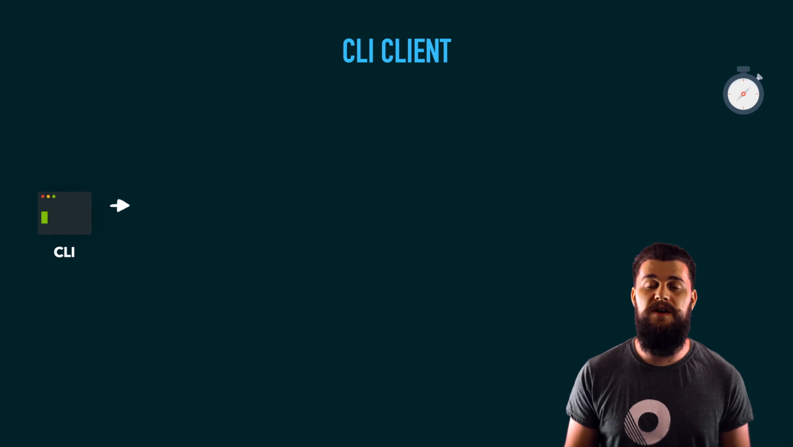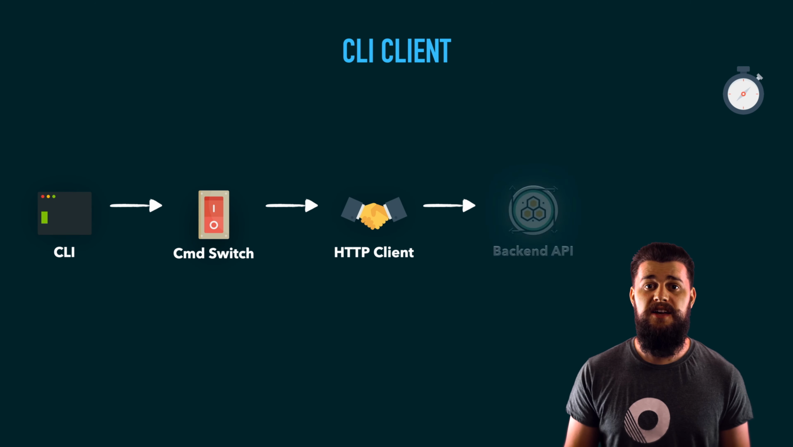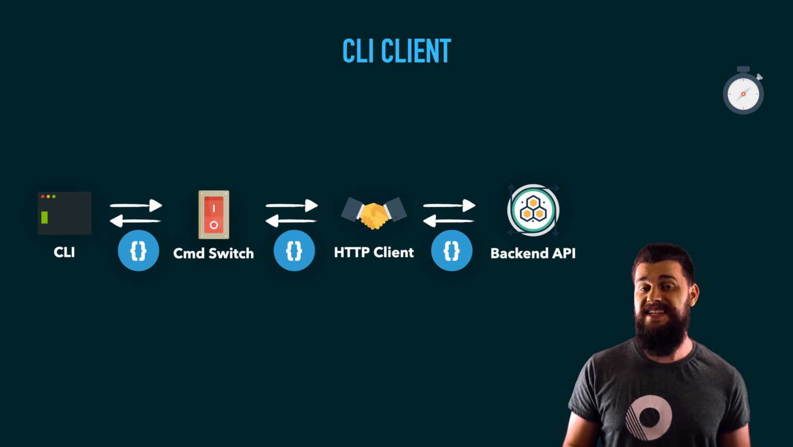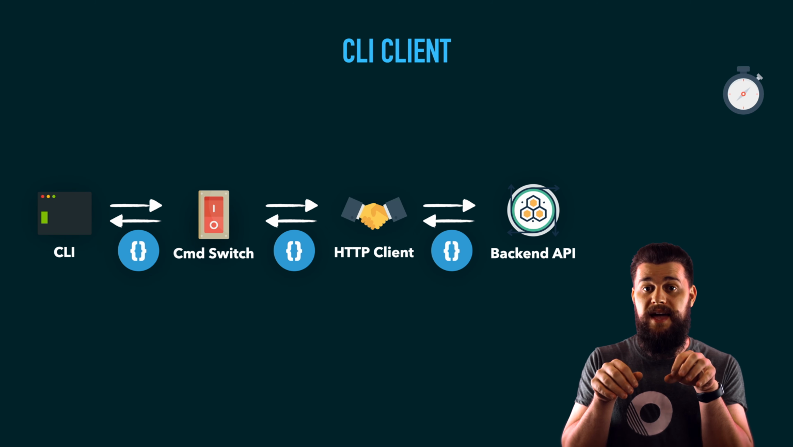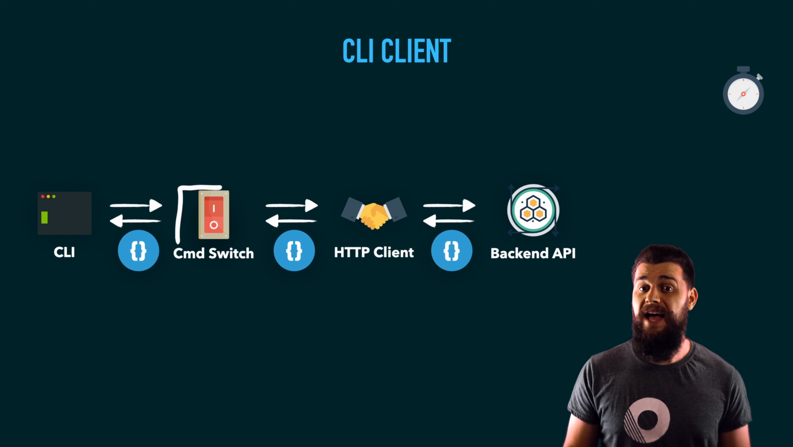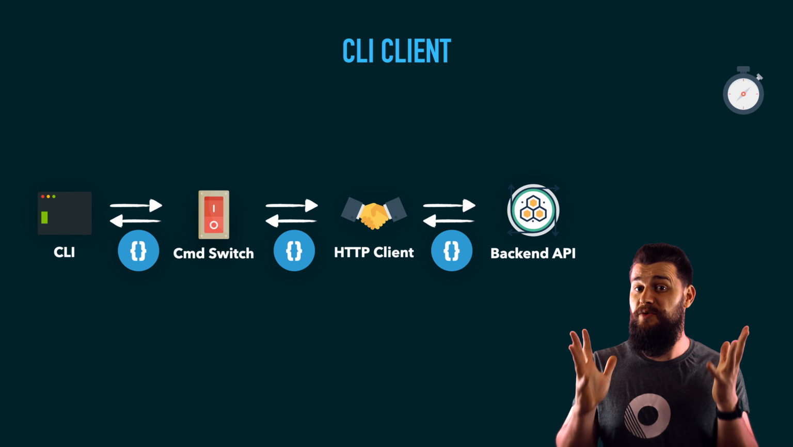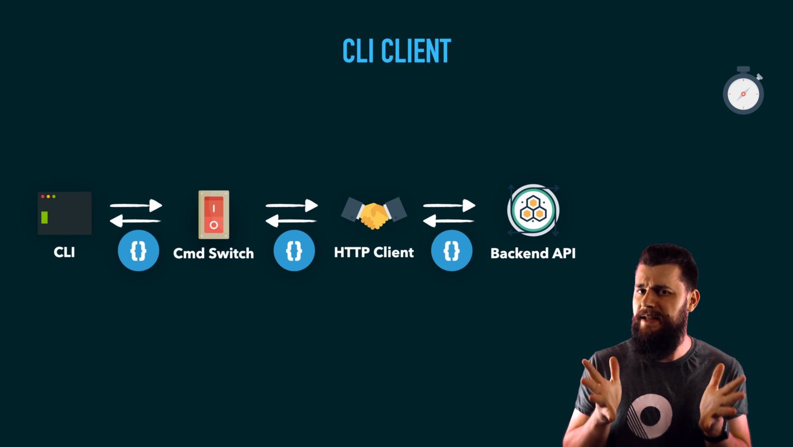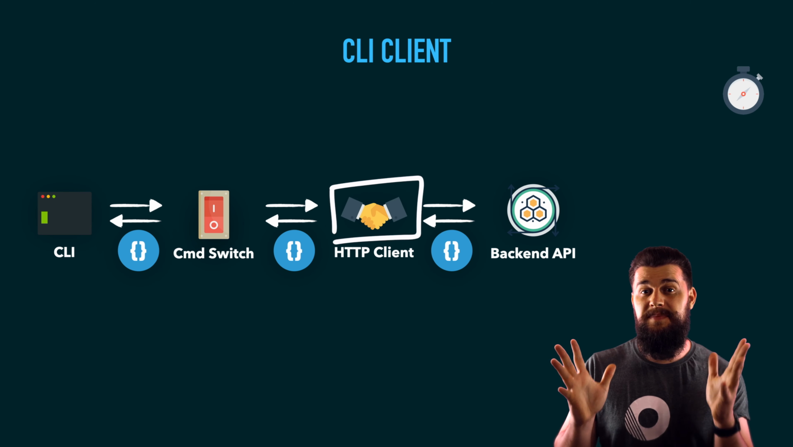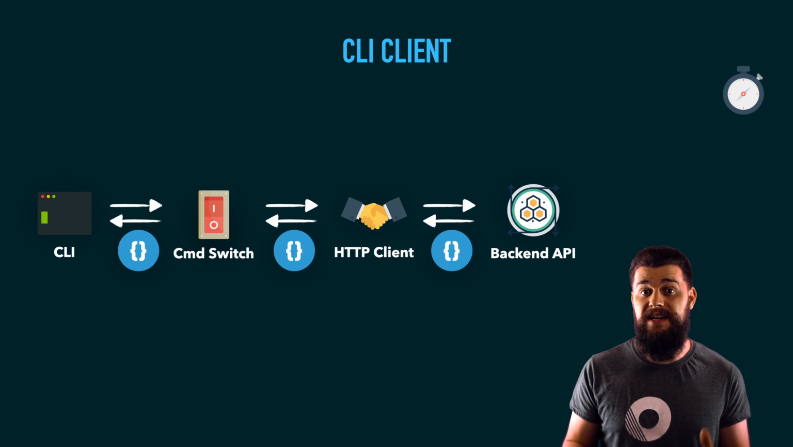Just to remind you what the application that we are building looks like, take a look at this diagram. As I was saying, we have the command line, or the thing where we try to input commands, which is also called the terminal. Then we have the command switch, which is the thing we're trying to build in this specific video, and which is the thing we tried to play with in the last video. The HTTP client is the thing which stays between our command switch and the backend API, which we will be building later on.